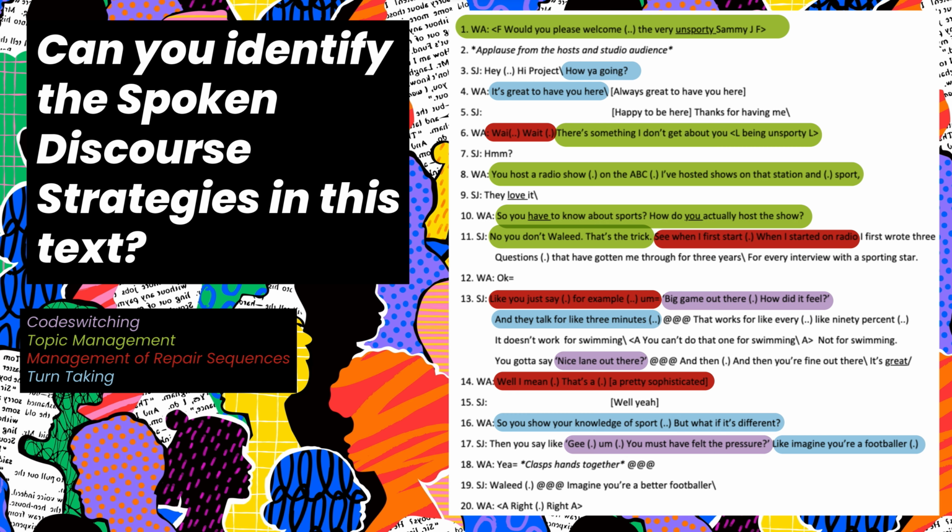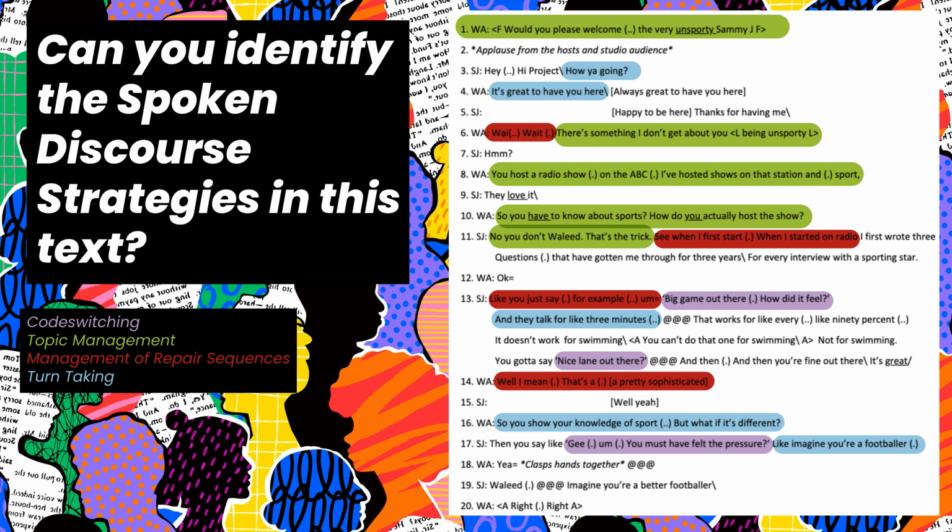When he says things like, big game out there, and then uses the interrogative, how did it feel? We've also got the interrogative, nice lane out there. And that last interrogative on line 7, you must have felt the pressure. Now, this is a sketchy example because if we're arguing this as code switching, we have to be able to make a case that when journalists are interviewing athletes, they use different language, they use a different dialect of language than when they themselves are being interviewed or when they're interviewing people who have different occupational identities.